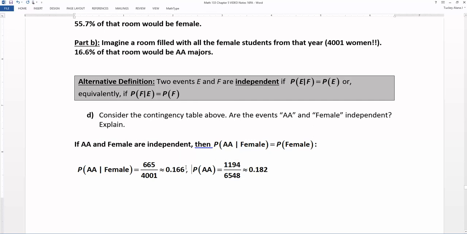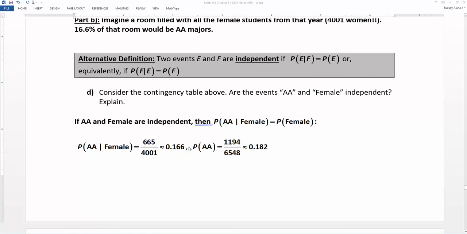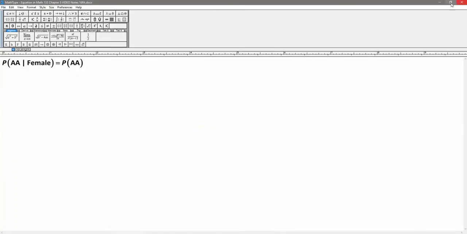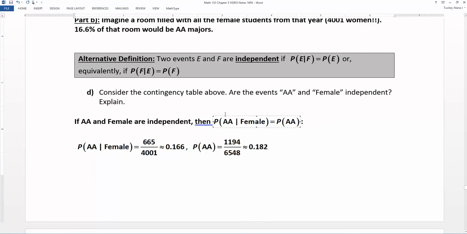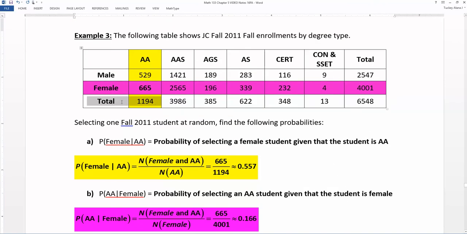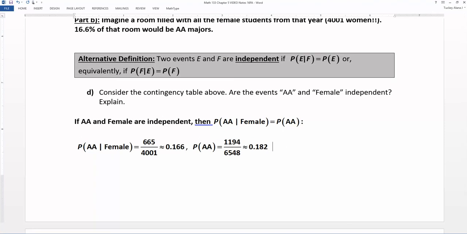So we already found the probability of AA given female. It was up above, the bright pink one. That was 0.166. And again, I did not have to choose this, I just picked one of them. Oh, I think I did this wrong. It's the probability of AA given female compared to the probability of AA, sorry. You take the probability of the second event, which is AA, associate in arts, and if it's independent, then the first event happening will have no bearing. So the probability of AA given female will be equal to the probability of AA, but the probability of AA, associate in arts, is 1194 divided by the total of 6548, and that's about 0.182. So these are not the same.